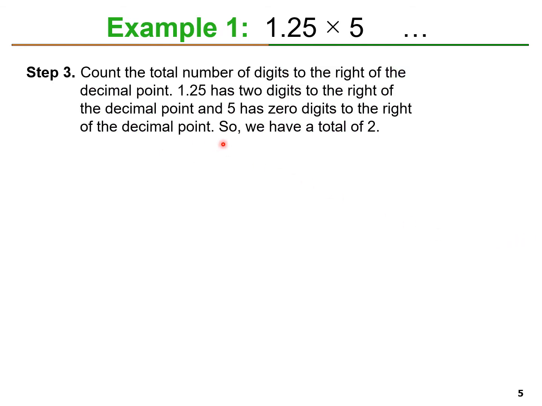Step 3. Count the total number of digits to the right of the decimal point in both factors. So up here in 1.25, we have 2 digits to the right of the decimal point. 5 has 0 digits to the right of the decimal point. So we have a total of 2 digits to the right of the decimal point.